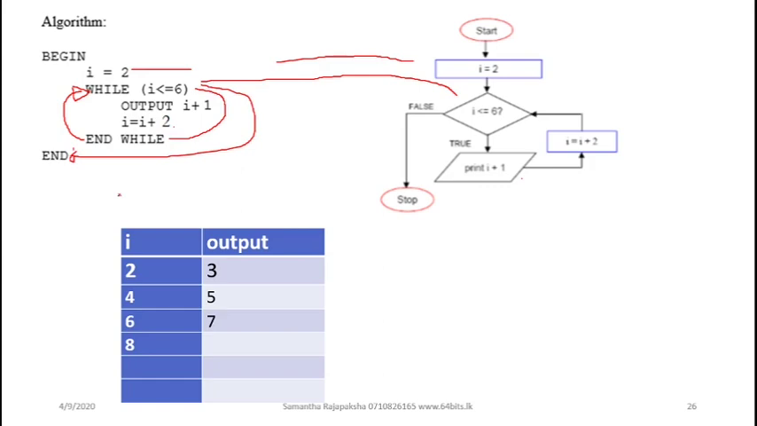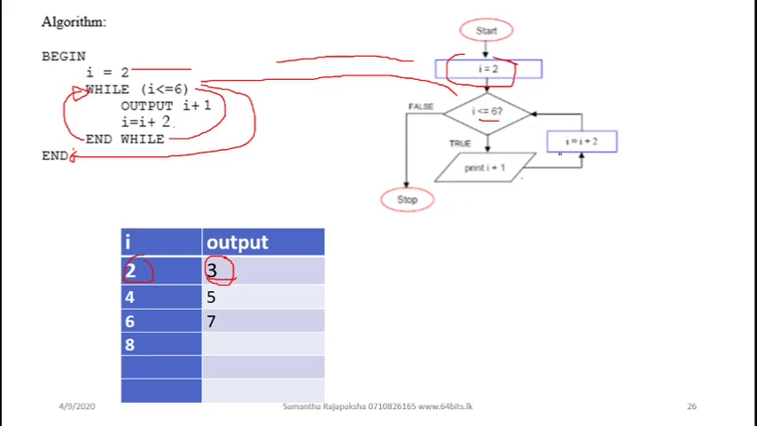Now let's see how to get the output. Initially I equals 2. We check whether I is less than 6. Yes, 2 is less than 6, true. Then print I plus 1. I is how much? 2. I is 2. Then print 2 plus 1, which is 3. It prints 3. But remember, I is not changing. I is still 2. Here we just increment and display. 2 plus 1 is 3, then print 3. Output is 3. But the value of I is still 2.